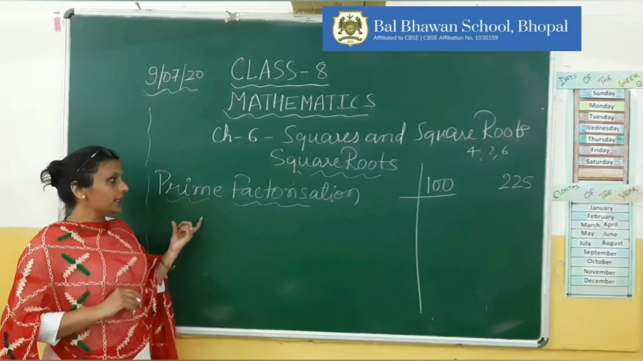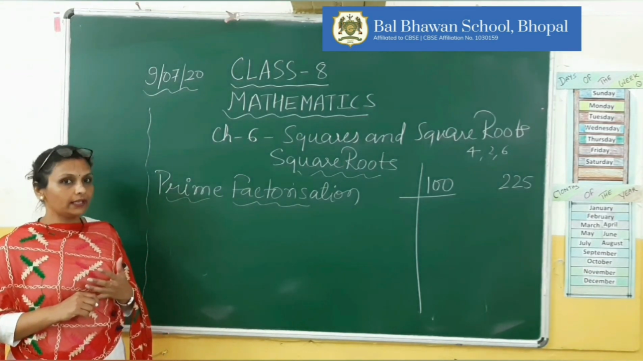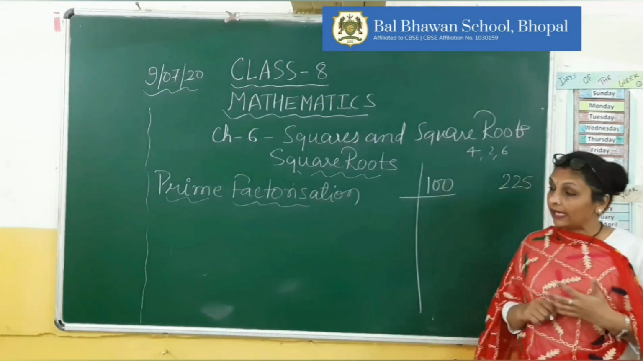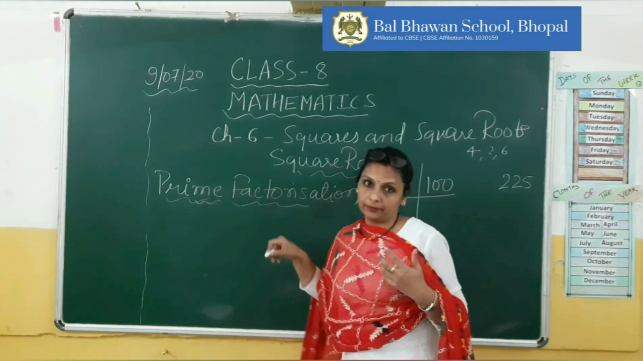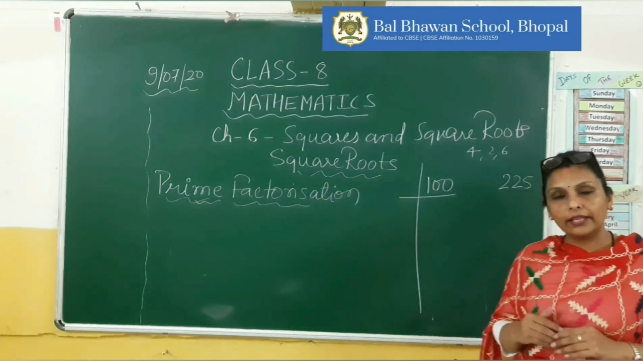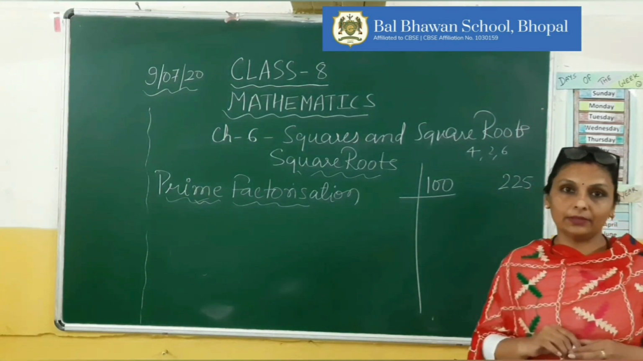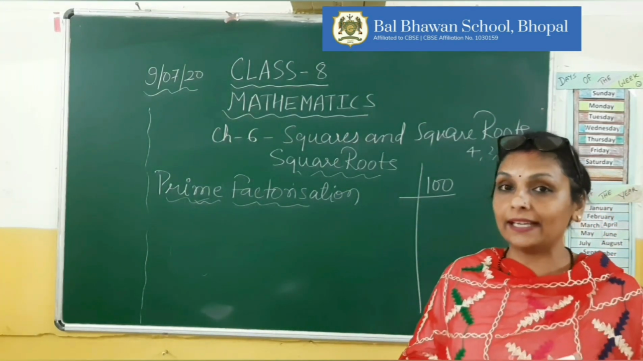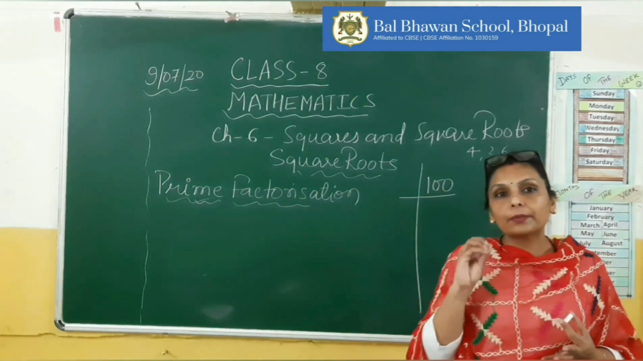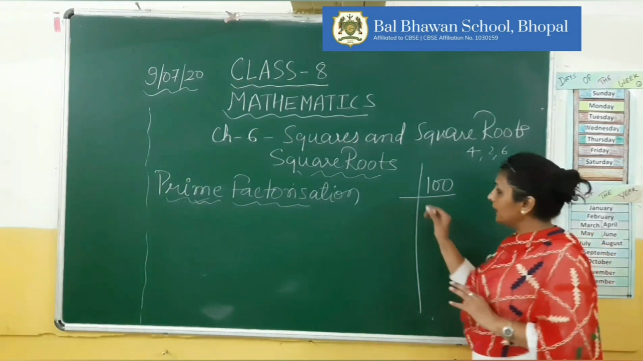Children, now I will explain the prime factorization method to find the square root of a perfect square number. I took two examples, 100 and 225. As the name indicates, prime means we have to use prime factors, right? You know the divisibility rule. If a number ends with 0, by what number will it be divisible? By 2, yes. By 5, yes. But we have to select the lowest prime number which can divide this number. So that is 2.